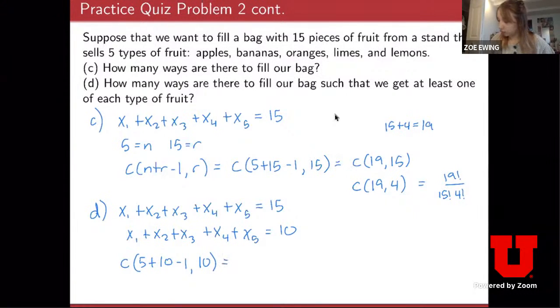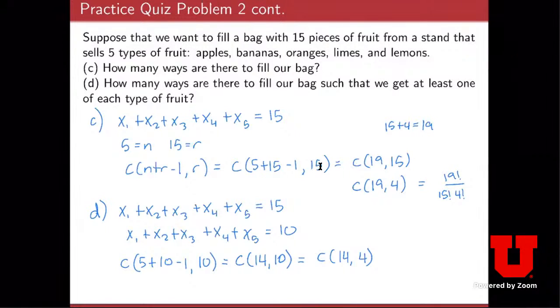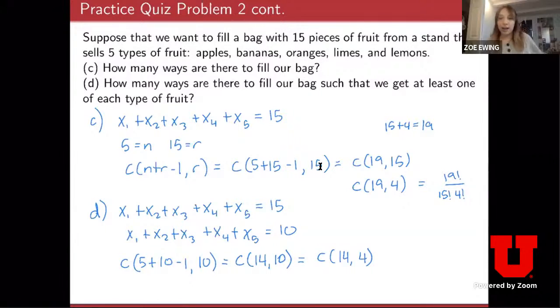We're doing this formula. So this ends up being 14 choose 10, which is the same as 14 choose 4. Okay. Does that make sense to everyone? How we got those answers? Yeah. Okay, awesome. All right, any other practice quiz problems that we want to go through?